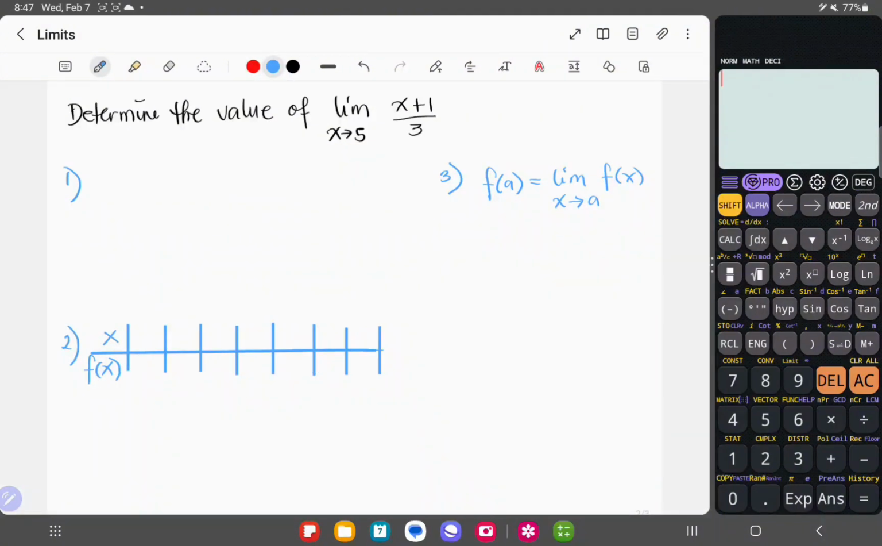Now in this example, we have to determine the value of the limit of x plus 1 over 3 as x approaches 5. So number 1 again, the first condition is to check the value of f of a, which is equal to f of 5. Substituting the value of x, which is equal to 5, in our function, it will become 5 plus 1 over 3. And that is going to be 6 over 3, and that is equal to 2. Thus, f of a exists, and that is equal to 2.